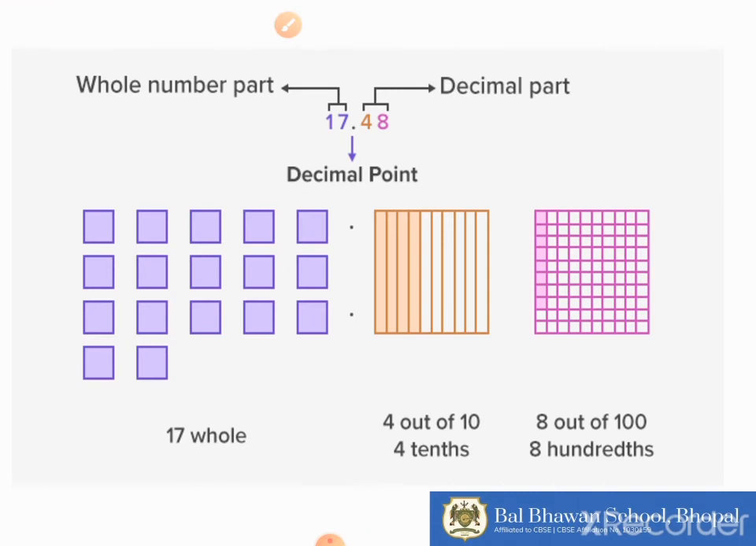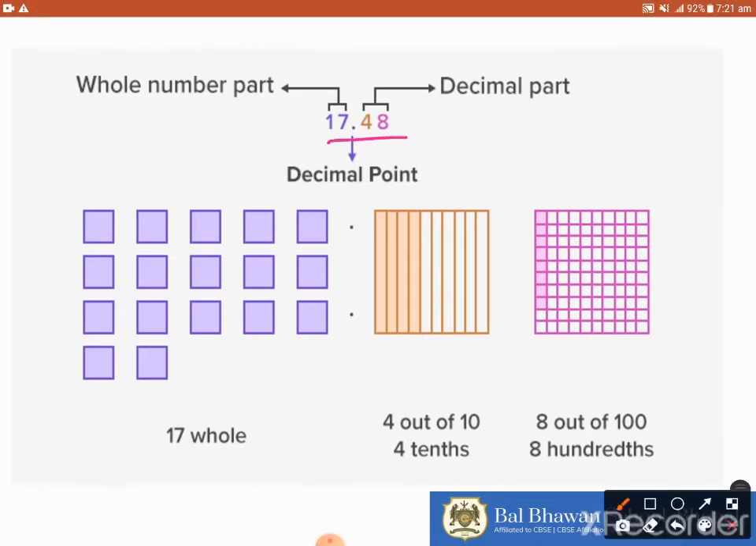If we have to represent a decimal number in a pictorial form, here is an example which is 17.48. Here 17 is the whole number part. It means we have 17 wholes. The 17 wholes can be represented by 17 whole squares.